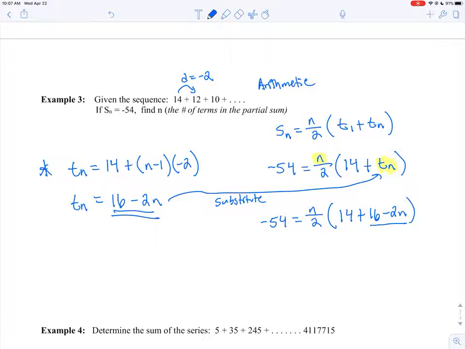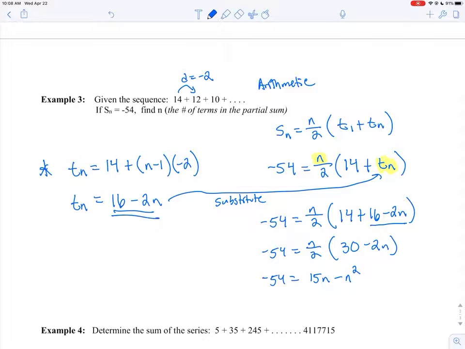I'm going to simplify just what's in the parentheses real quick. We're at 30 minus 2n. At this point, you have two options. You can multiply the 2 to the other side, but see how everything goes in nicely. The 2 is going to go in nicely to both of those values. So I could say -54 equals, if we distribute through the n over 2, 15n, and then minus n squared.